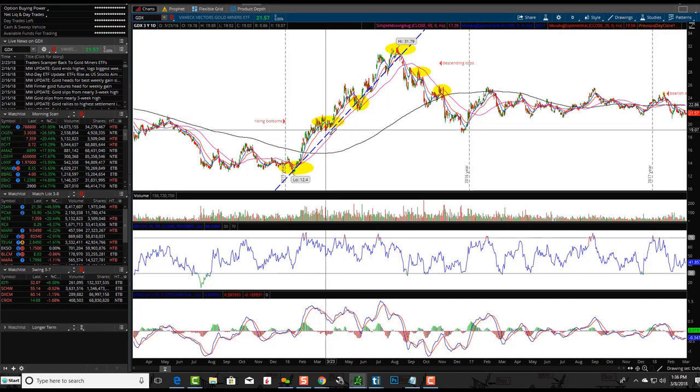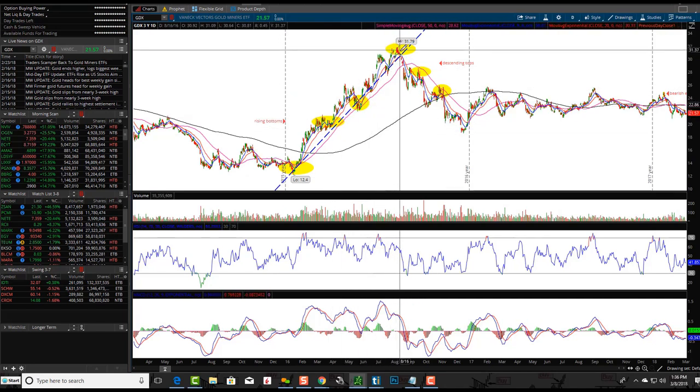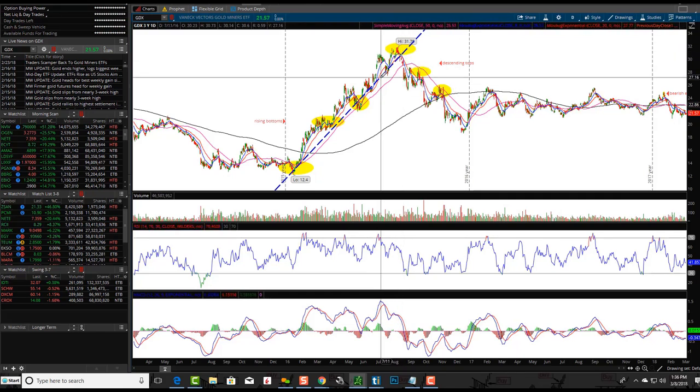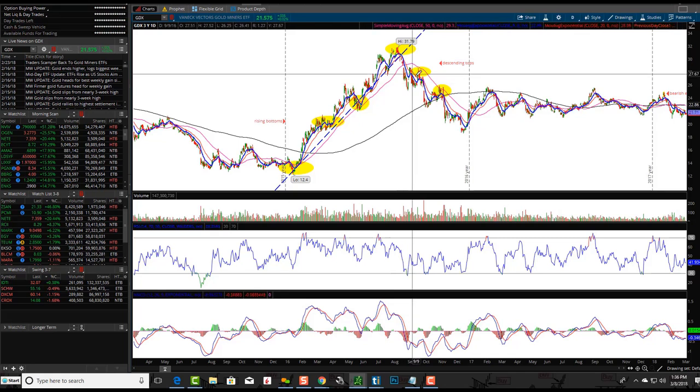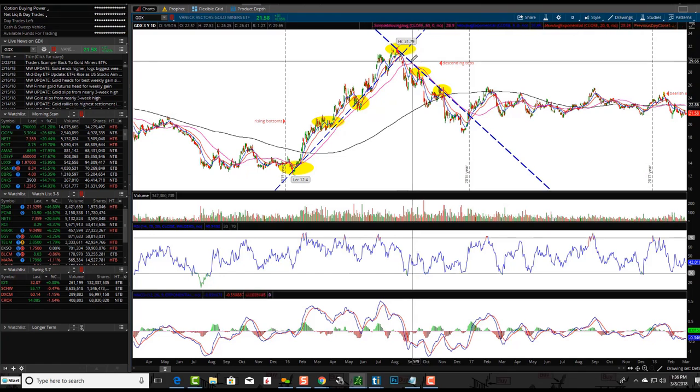Now look at this, right? Buyers came in, buyers came in, they came in, they came in. Right up here, look what happens. When this trend line fails, look what happened. Price just tanked. Boom, boom, boom. Now it created a new trend downwards, right? There you go. Rising bottoms, descending tops. This is trend lines. This is support and resistance.